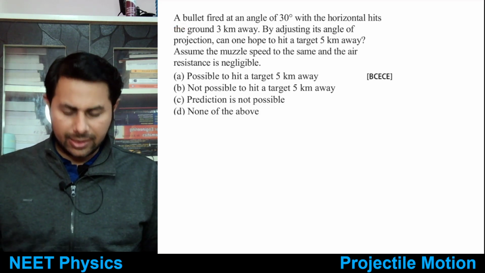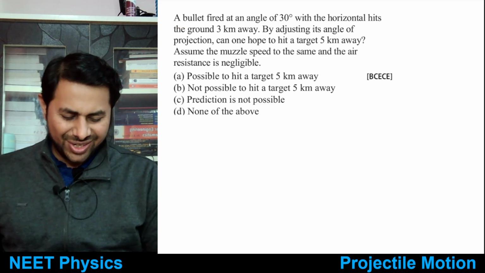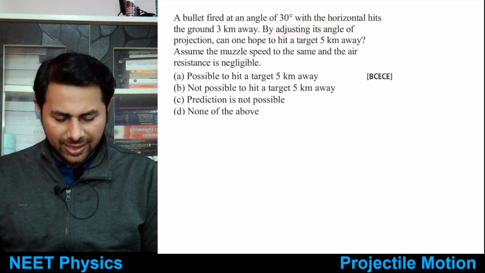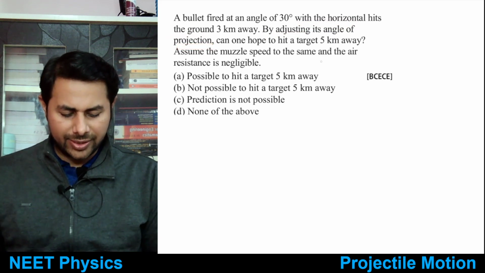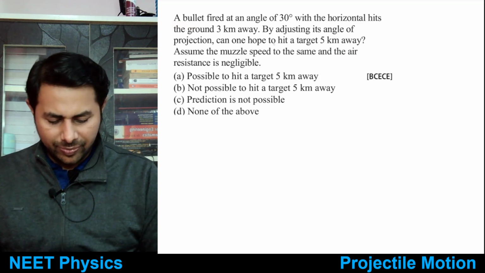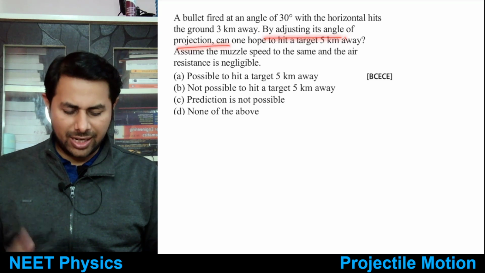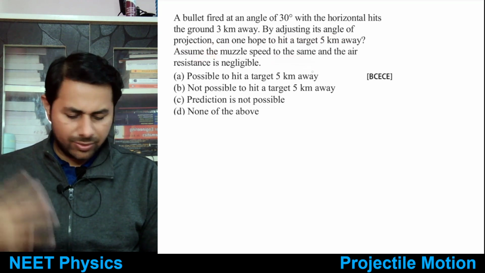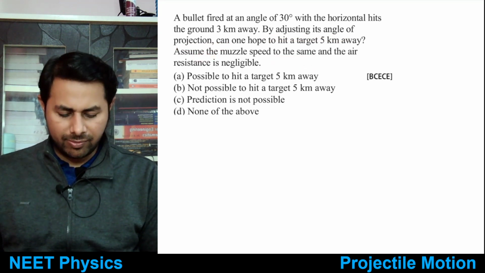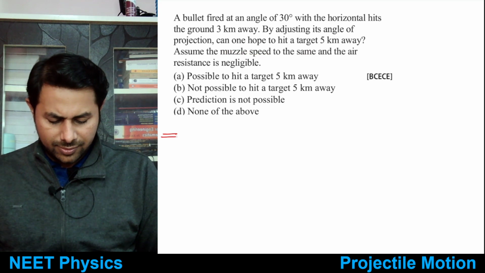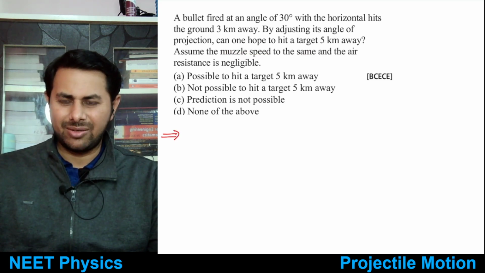A bullet fired at an angle theta of 30 degrees with the horizontal hits the ground 3 kilometers away. By adjusting its angle of projection, can one hope to hit a target 5 kilometers away? Assume the muzzle speed remains the same and the air resistance is negligible. You tell me, everyone, what should we do here?